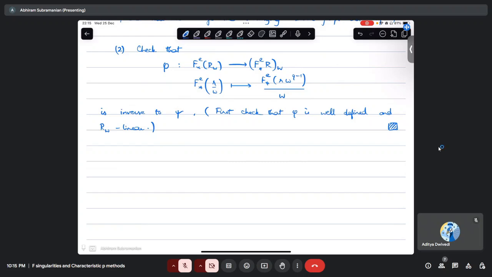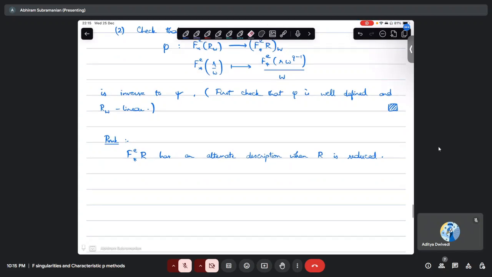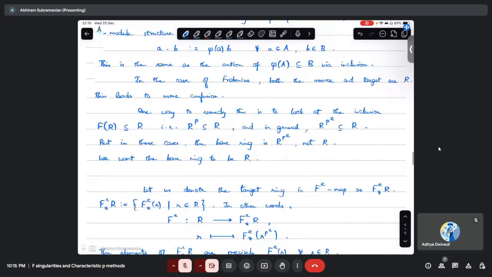There's a final remark that I want to make, which is that Fe star R has an alternate description when R is reduced. So I just want to briefly state why this is true and what that description is. Remember that we were somewhere before when we talked about this.